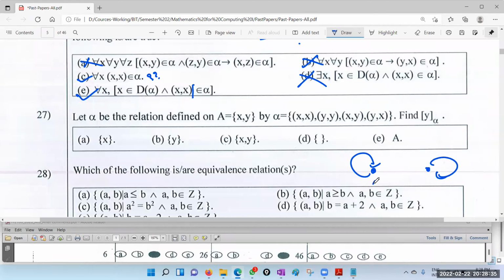Then this is my x and y. xy, xx, yy, xy and yx. Okay, so that means it's symmetric, reflexive, and transitive is not violated, therefore we can take transitive also, right? So what we need is y alpha.